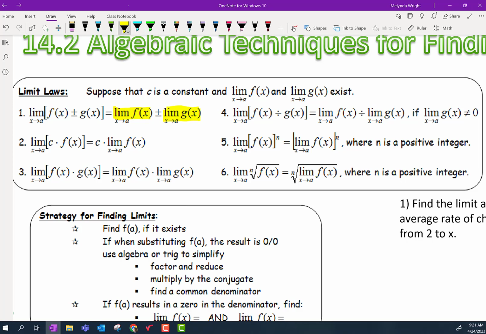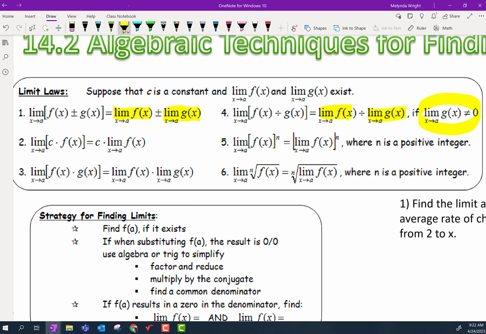Likewise, when we're dividing, we are allowed to do those separately. We can take the limit of the first one and find that number, and take the limit of the second one, and divide by that. And of course, we can't have the denominator be 0, or if we do, that means the term is undefined, right? A number over 0 is undefined.